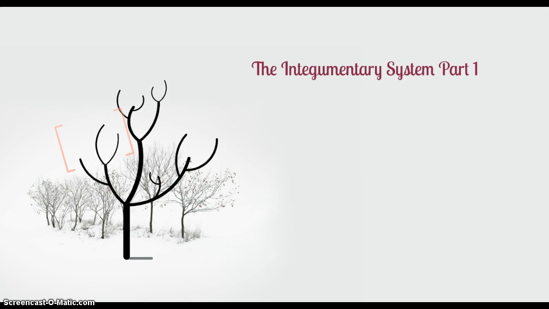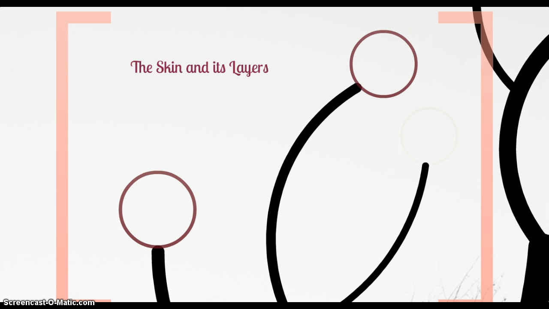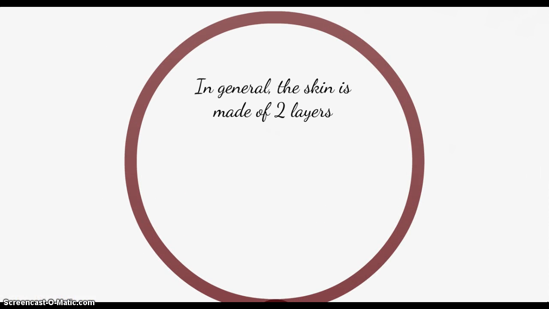So let's start off with the skin and its layers. Basically, basic skin anatomy. There are two layers of the skin. There's the epidermis and the dermis.